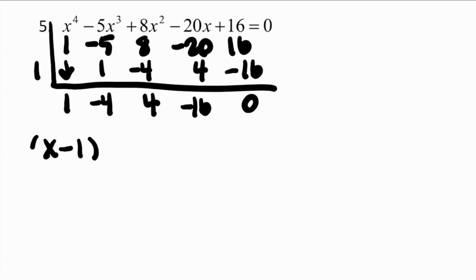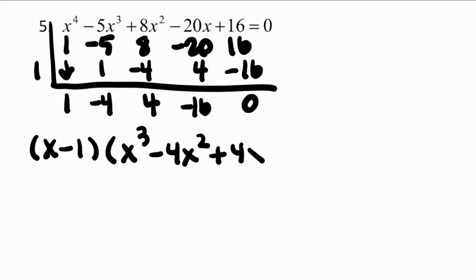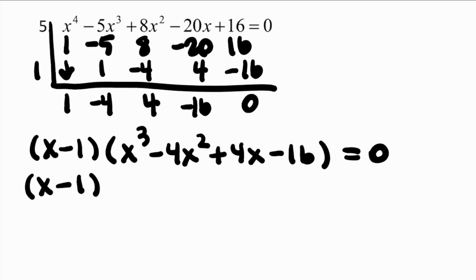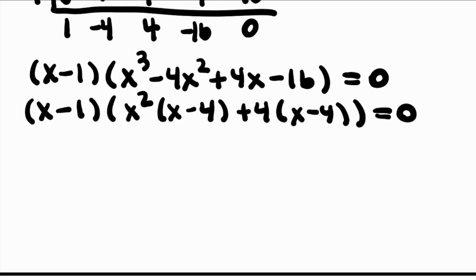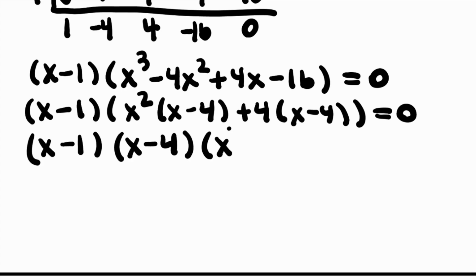So I have x minus 1, which I just divided away, and what I'm left with is x to the 3 minus 4x squared plus 4x minus 16. I'm still trying to find where this equals 0, so I'm going to continue factoring, doing a little bit of group and factor. We've been doing a lot of this lately. Plus 4 times x minus 4. Factor out the x minus 4, left with an x squared plus 4. Now I've got it fully factored.